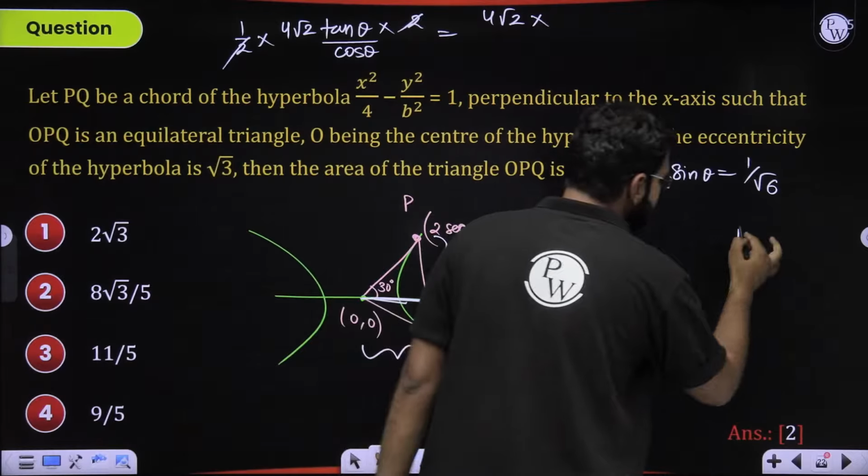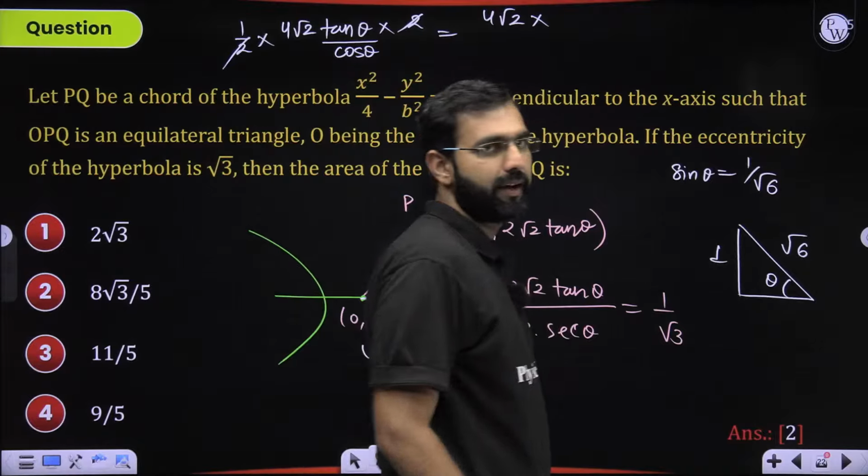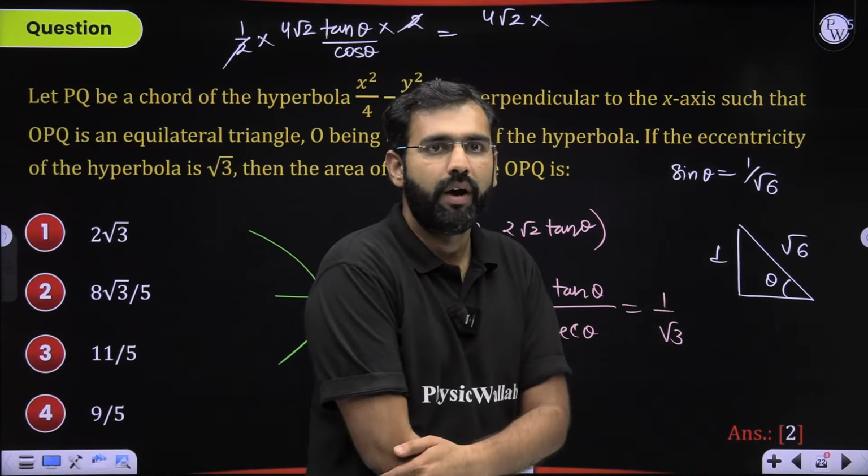So we know sin theta is 1 by root 6. So if this is theta, this is 1, this is root 6. So Pythagoras I'll apply. What will you have?